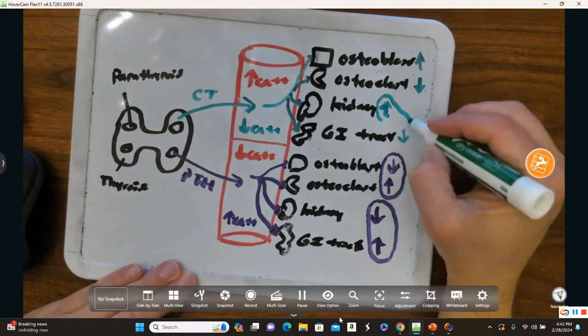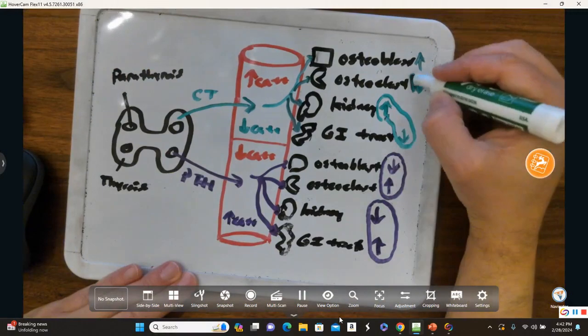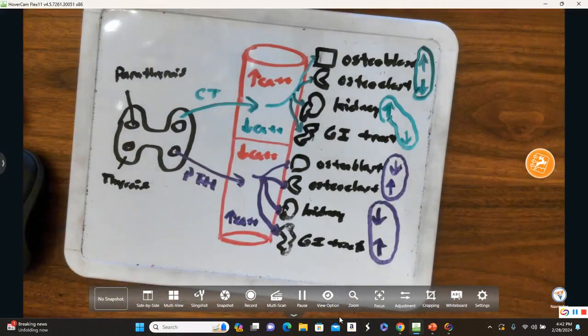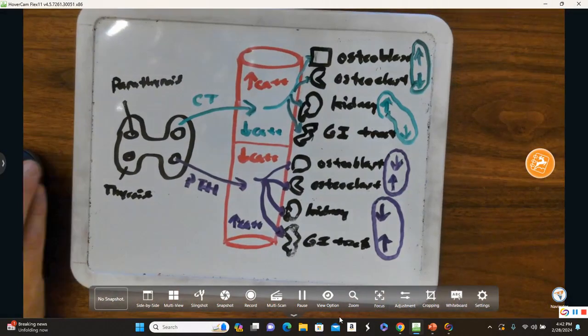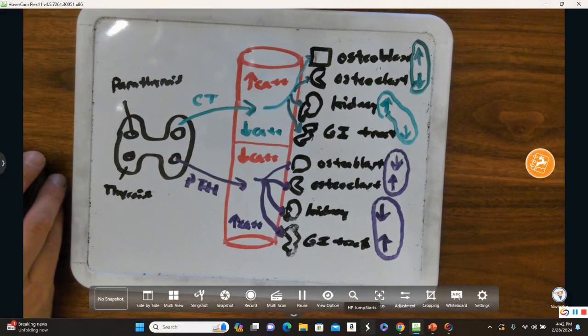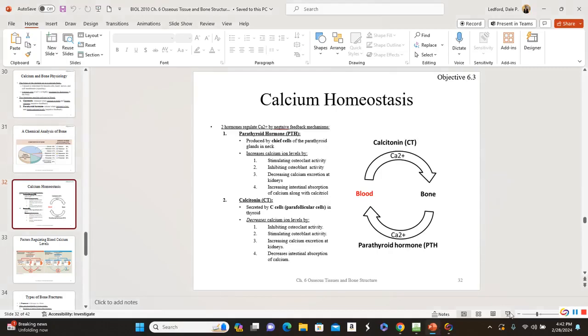These should respond opposite. Okay? All right. So we drew it out and talked about it. Go ahead and pause if you want to finish your drawing. Okay. Let's go back to our notes.